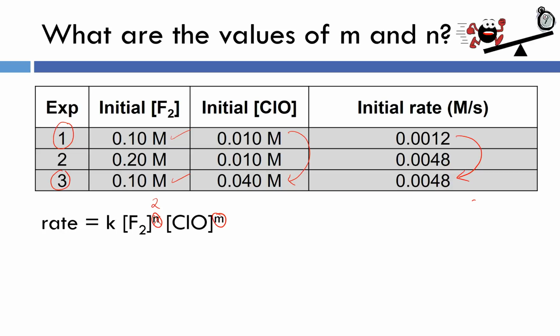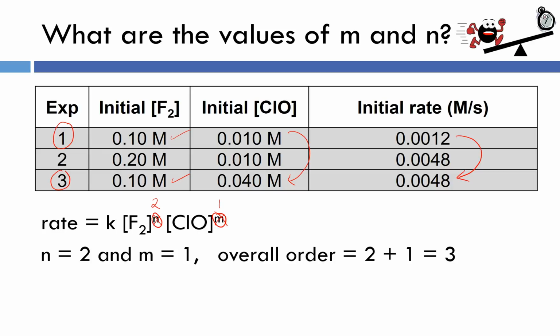So if when I change the concentration, the rate changes by the same exact amount, I know that is first order. So I would say that this reaction is second order in terms of the concentration of F2 and first order in terms of the concentration of ClO. If asked for the overall order of the reaction, it's as simple as adding up those exponents. So 2 plus 1 gives me 3. Overall, this is third order. So I'd say my rate law looks like this. Rate is equal to k times [F2] squared times [ClO]. And if you want to go ahead and write the 1 in there, you can, but it's not necessary, it's implied.